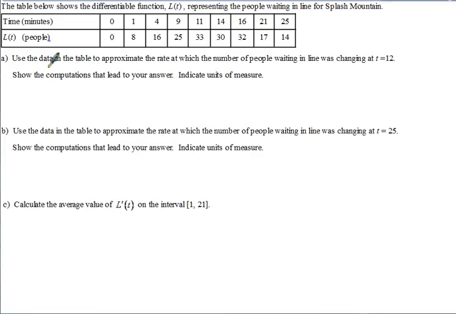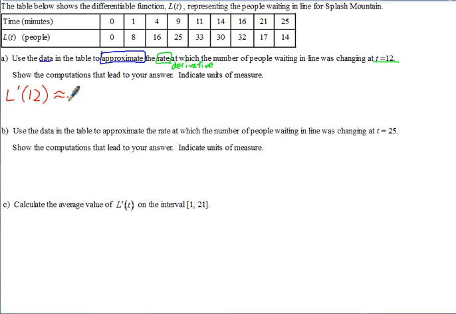So use the data in the table to approximate, just another word for estimate, the rate. Well, rate is another word for the derivative. So we want to approximate the derivative of the number of people waiting in line. Let's do it at t equals 12. So we're asked to approximate the derivative of L of t, trying to find L prime at 12. But again, we don't have the equation for L of t, so we can't just take the derivative like we normally would and plug in 12. The best we can do is approximate by looking at our tables.